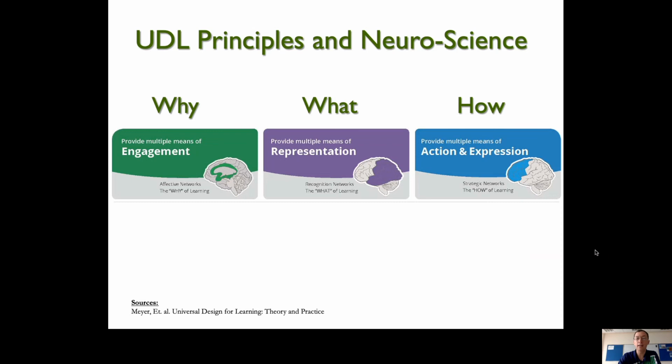And then finally, the last principle of universal design for learning is the how of learning. And you can see it's at the prefrontal cortex where we do a lot of our planning and organizing, and they call it the strategic network or the how of learning. So this is really the action and expression portion of Universal Design for Learning, trying to provide multiple means of allowing students to act on their learning and express their learning. This one I think can be one of the more complicated ones, but when we are able to fully actualize it, students are much better able to show what they know and they can do.